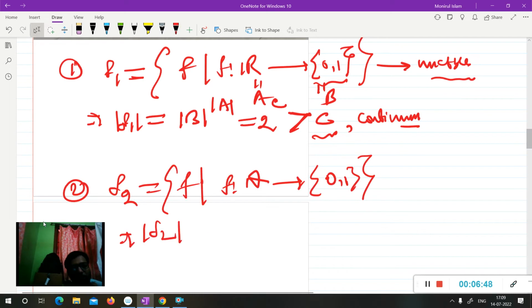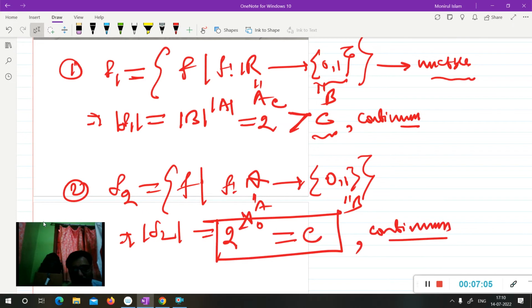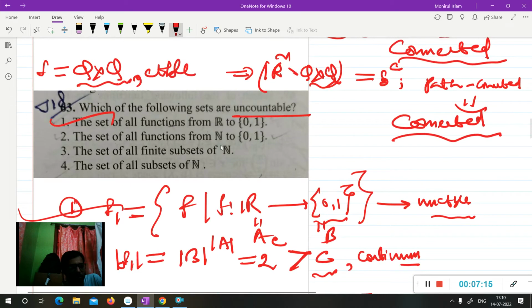The cardinality of this set will be cardinality of B to the power cardinality of A. Cardinality of B is 2 and cardinality of the natural numbers is alif naught. Now 2 to the power alif naught is C, you all know. It means 2 to the power alif naught is continuum, and a set having cardinality continuum is uncountable. So this set is uncountable. So option 2 is also correct, and option 1 is correct.